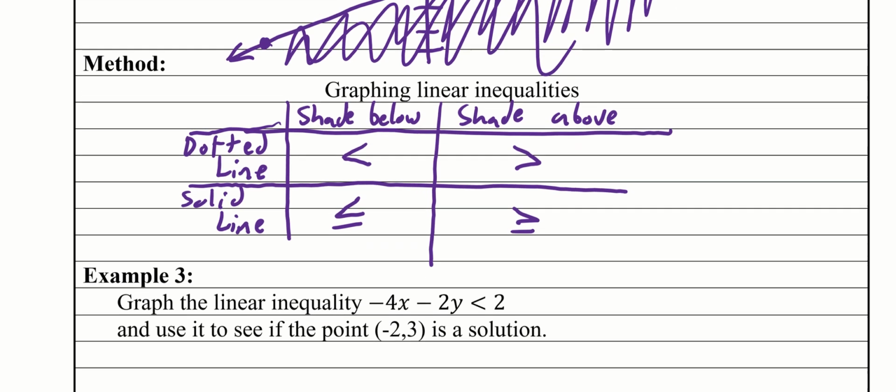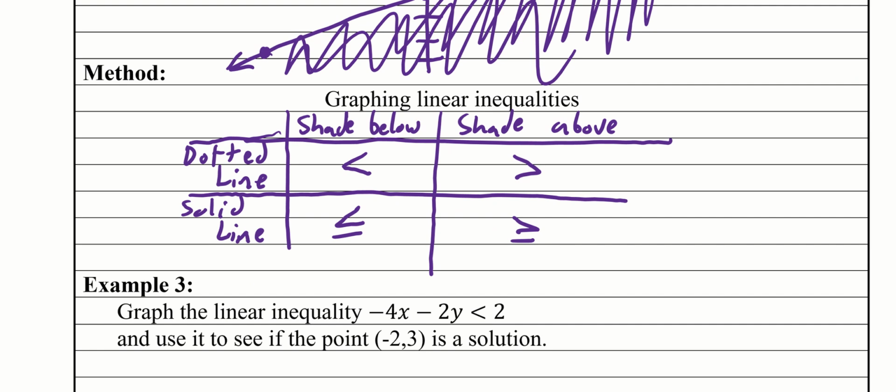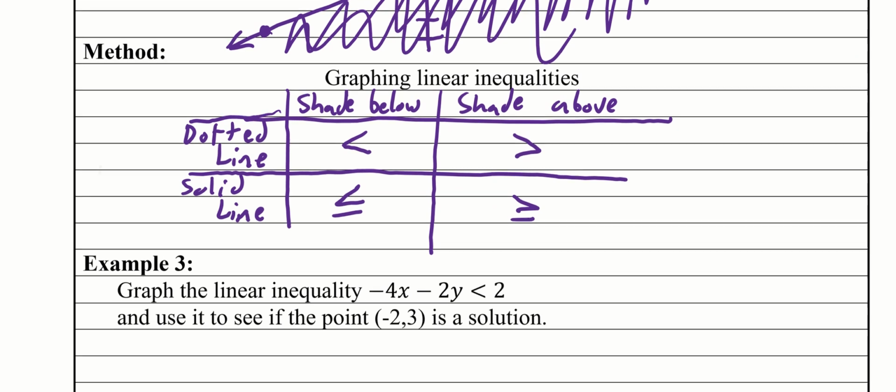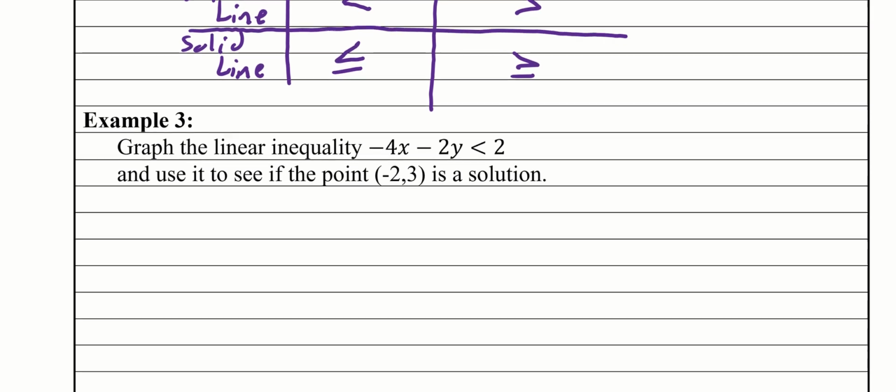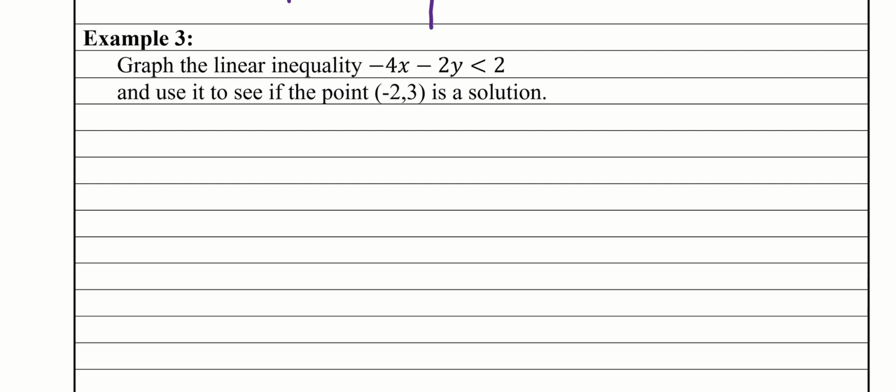Okay. So this is the table that you can use as kind of a cheat sheet to make sure that you're shading correctly and then making sure that you're creating the correct line. And I'll show you what a dotted line would look like on this next example here. All right, last one for today, example 3.